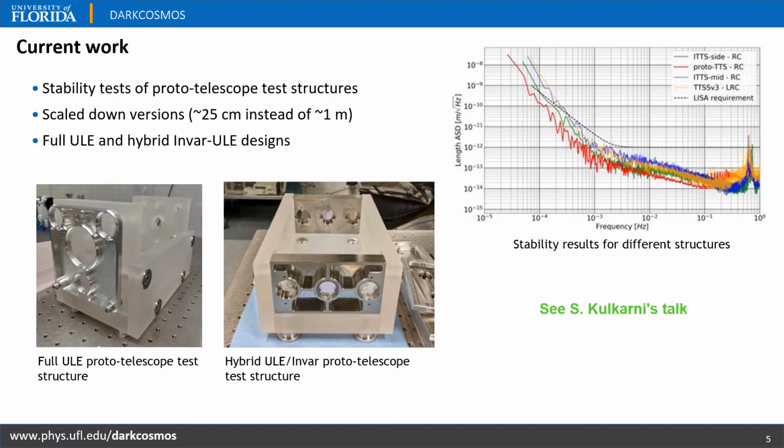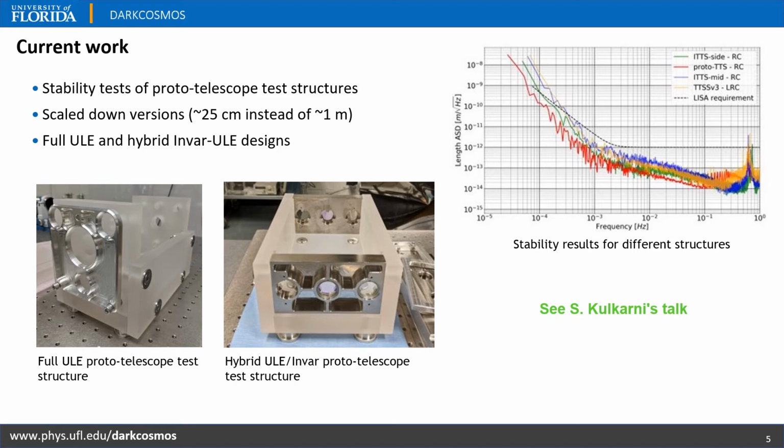In the current work at UF, we're focusing on measuring stability of what we call proto-telescope test structures. So here you can see a couple of photos. These are scaled down versions. So instead of being 1 meter long, they are about 25 centimeters. And here you can see two designs. One on the left-hand side is a full ULE proto-telescope test structure. And in the middle, you see a hybrid design where we have SuperInvar and ULE. And on the right-hand side, you see a plot showing stability measurements of these configurations.